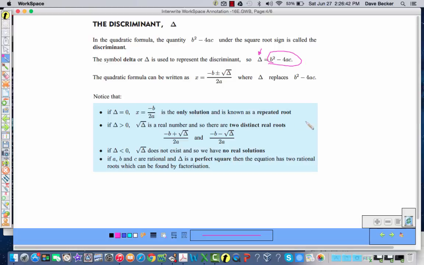This discriminant is represented by the Greek letter delta. If delta equals 0, think about that. We would have negative b plus or minus the square root of b squared minus 4ac all over 2a. If b squared minus 4ac, the discriminant, is 0, none of this matters because we're adding or subtracting nothing, and our solution is equal to negative b over 2a, known as a repeated root. If it's positive, then we have two distinct real roots because we can take the square root of positive numbers. If it's negative, we have no real solutions, just like we had before.